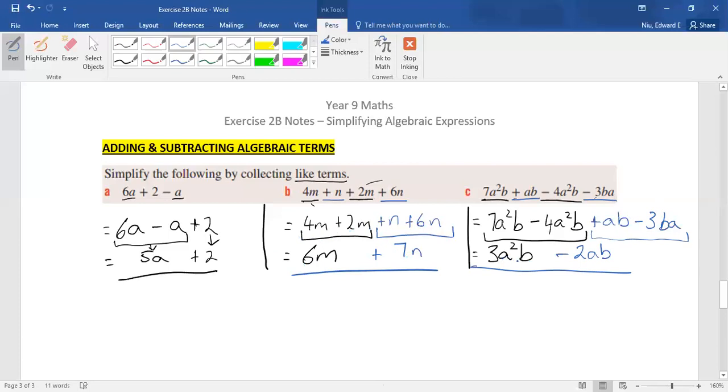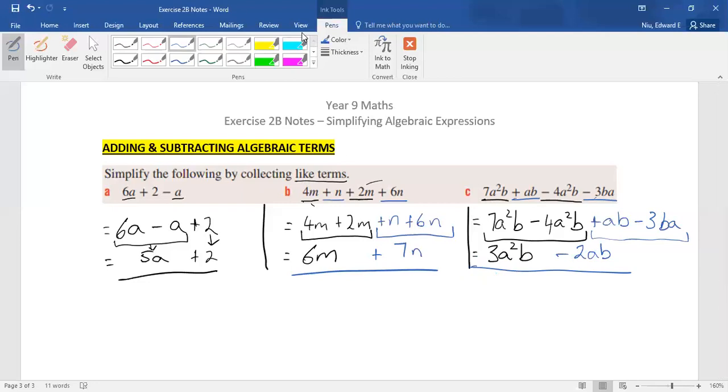So even though they've got ab in the terms, this one is an a squared and this one is a to the power of 1. So they are not like terms. You cannot simplify this any further. Okay, that will be your final answer when you're simplifying.